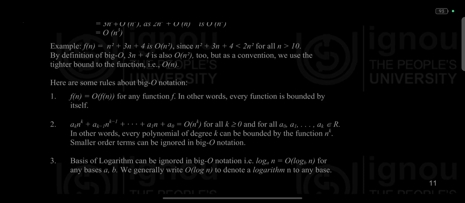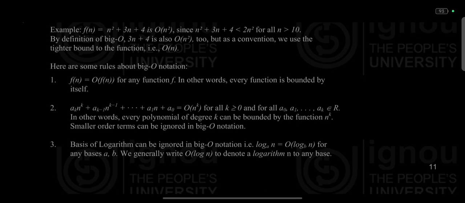Example, f(n) = n square + 3n + 4 is big O n square, since n square + 3n + 4 is less than 2n square for all n greater than 10. By definition of big O, 3n + 4 is also big O n square, but as a convention we use the tighter bound of the function, that is big O n.